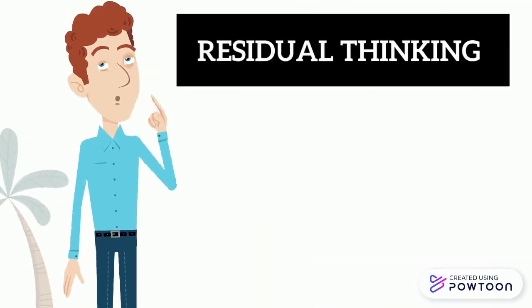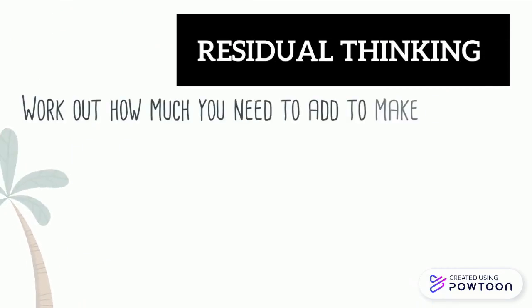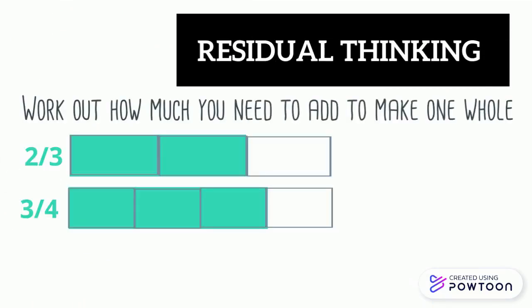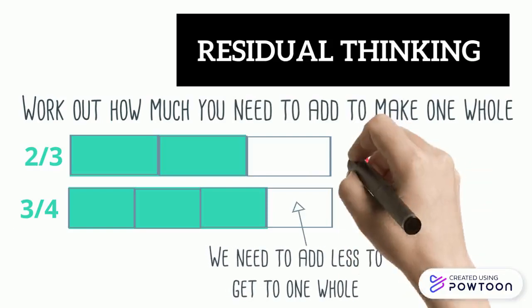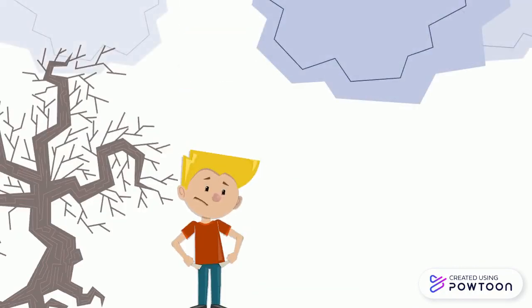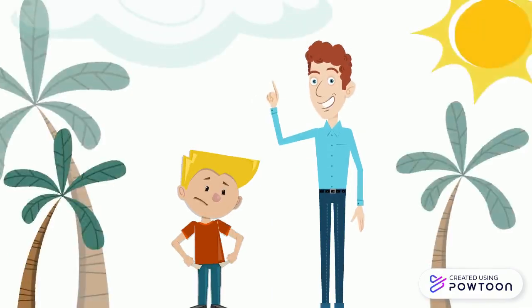Residual thinking is when we work out the residual of each fraction, or how much we need to add to each fraction to make up one whole. The fraction we need to add the least to must be the bigger fraction because it's the closest to a whole. You're freaking me out, Mr. Sargent. Can we have another chocolate example? How about chocolate milk? That'll do.